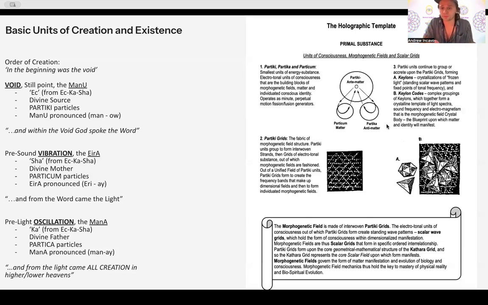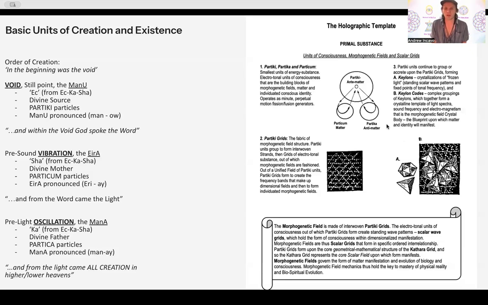Let's move on to number three on this chart here. Partichi units continue to group or accrete upon partichi grids, forming, letter A, what are known as keylons. And if you look at the chart here, we have those cool little gem looking things over there. Those are called keylons. Keylons are known as crystallizations of frozen light, so standing scalar wave patterns and fixed points of tonal frequency. All right, and then B, they also form keylon codes, which are complex groupings of these keylons, which together form a crystalline template of light spectra, sound frequency, and electromagnetism that is the morphogenetic field crystal body, aka the blueprint upon which matter and identity will manifest.